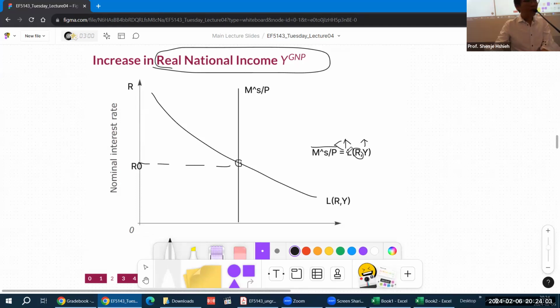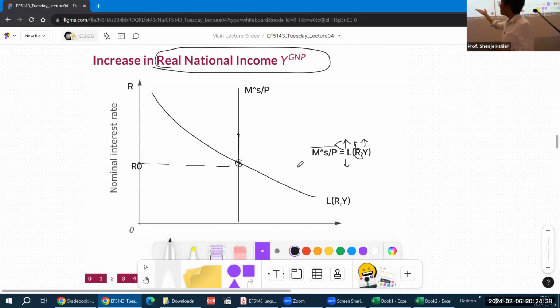So how do we restore equality? Well, that can only happen if this moves in the direction that is the inverse of L. So we want L to go down, and that's only possible if R goes up. So we should expect interest rates to rise as a result of income rising. All right, we didn't move MS over P, so let's just say it's this point here. That means that if we do increase Y, then we should have higher interest rates. So boom, here.